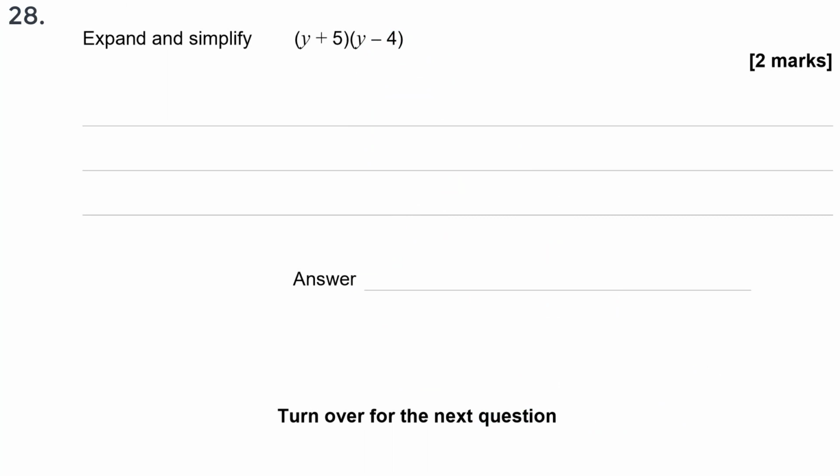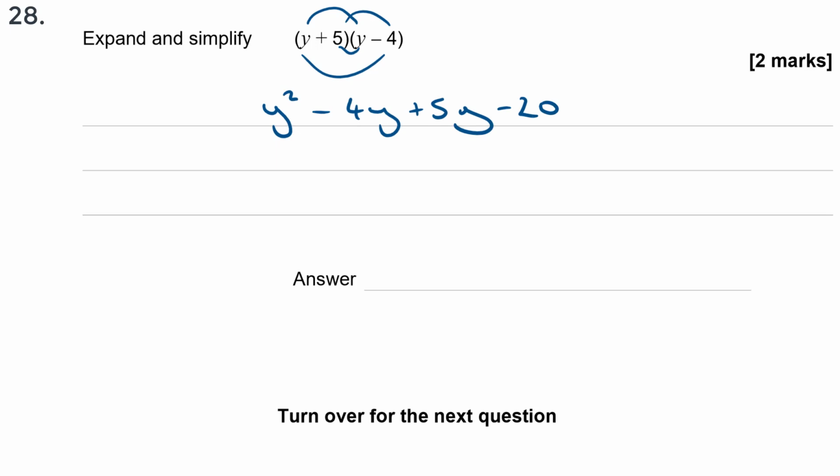I've got a pair of brackets to remove, so I don't know how you remember this. It might be first, outside, inside, last, might be something like that, or you might have a smiley face. Whatever way, you can work out that you have to multiply everything in the first bracket with everything in the second bracket. Y times y is y squared, y times -4 is -4y, 5 times y is plus 5y, and 5 times -4 is -20.